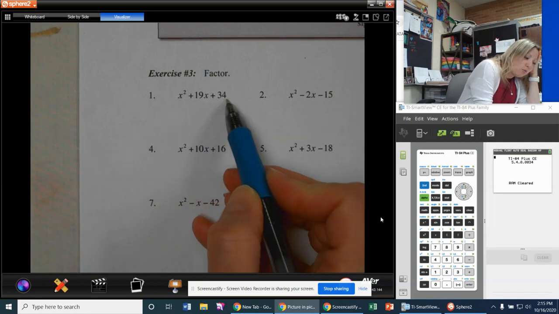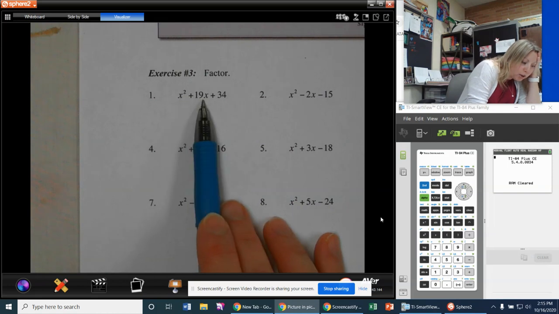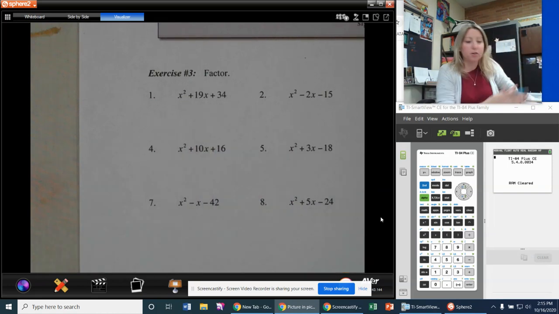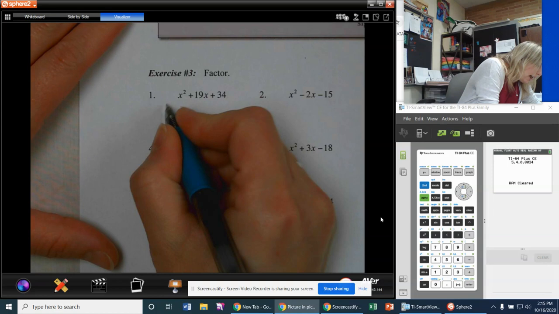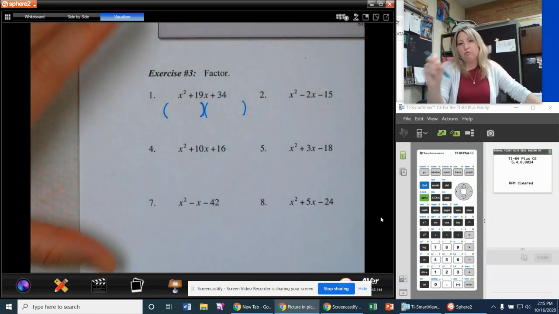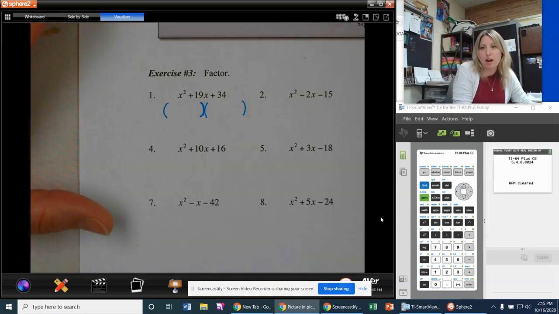When you see a trinomial, first of all, put them in descending exponential order. So x squared plus 19x plus 34, right? So descending exponential order. Your exponents are getting smaller as you go. Okay, that's first of all. Now you think, well, what multiplies together to give me 34 that will then add to give me the 19 that's in the middle?